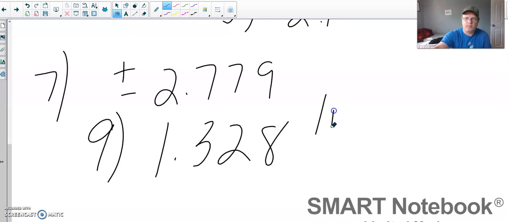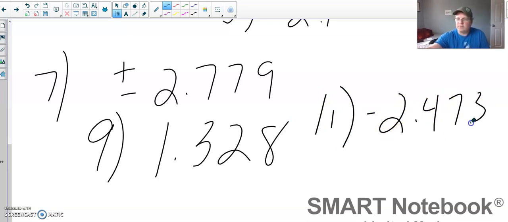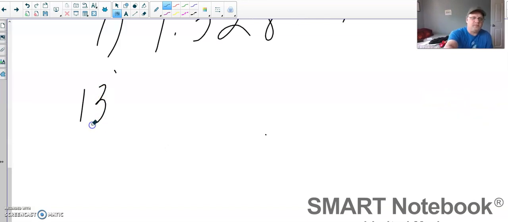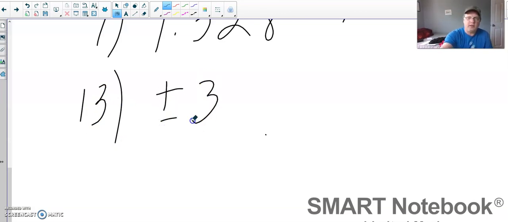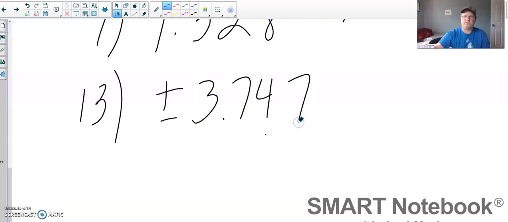11 is negative 2.473. 13 is plus or minus, two-tail test again, 3.747. If you didn't get any of those and you don't know why, shoot me an email. Meet me in the Google Meet on Thursday at 2 o'clock, whatever you need to do.